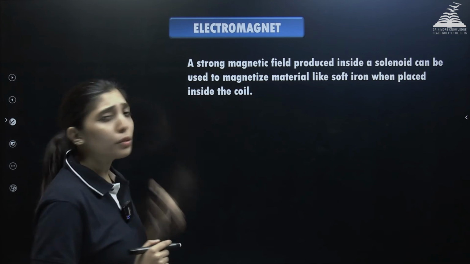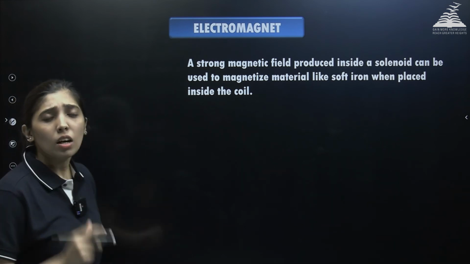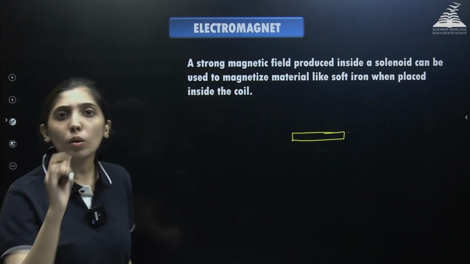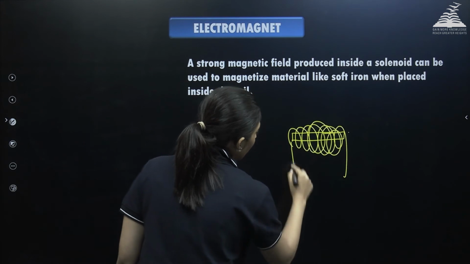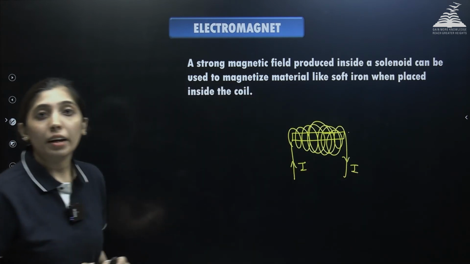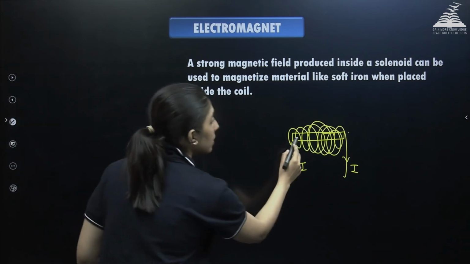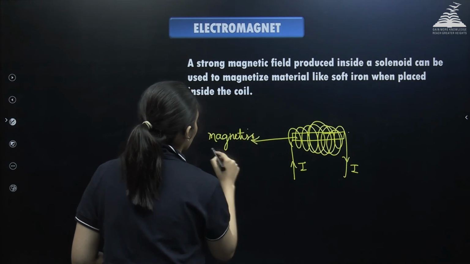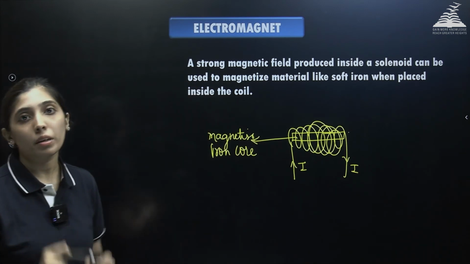A strong magnetic field produced inside a solenoid can be used to magnetize materials like soft iron when placed inside the coil. That is, consider a piece of soft iron and take the insulated copper wire and wind it around it. And pass the current through these copper wires. When you pass the current through the copper wires, it produces a magnetic field, and that magnetic field has the ability to magnetize this iron core. And hence it behaves as a temporary magnet.